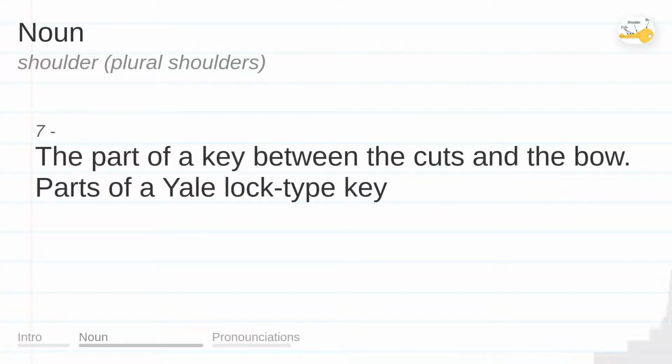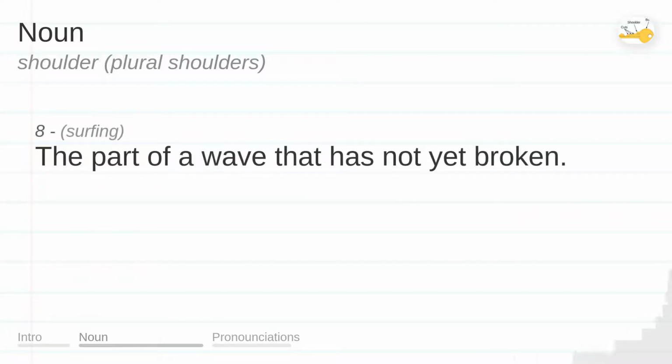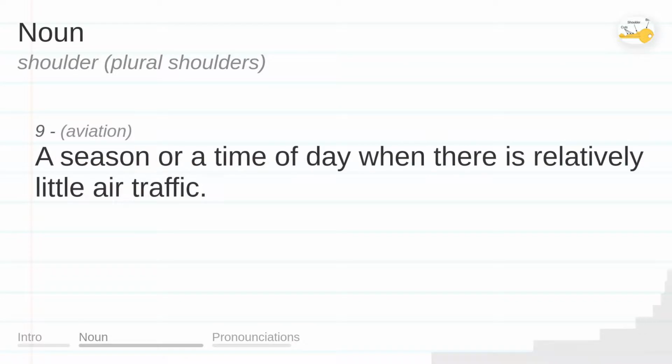The part of a key between the cuts and the bow. Parts of a Yale lock type key. The part of a wave that has not yet broken. A season or a time of day when there is relatively little air traffic.